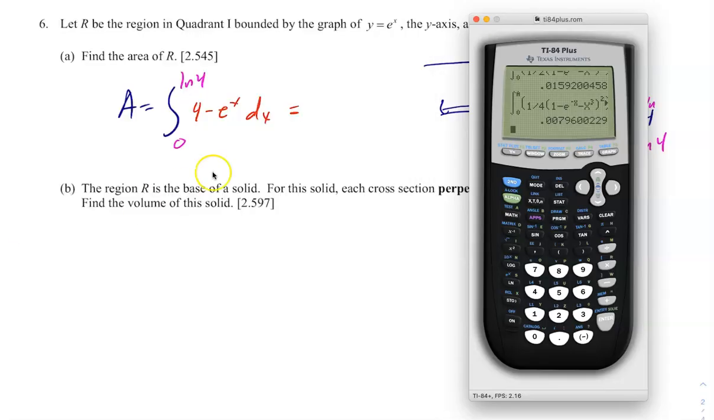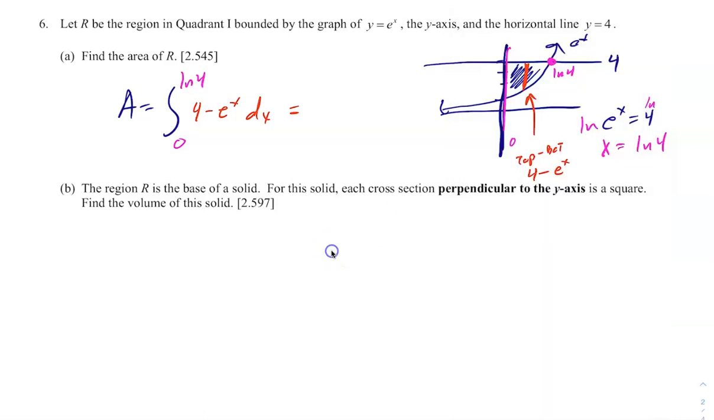I'm going to double check by putting it in our calculator. So math 9, 0, natural log of 4. Close parentheses. And then here it's just going to be 4 minus e to the x. You have to put an x up here. There we go. And then over here, x. And we should get 2.545. And there we go. Next one.